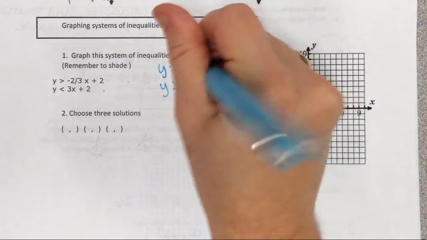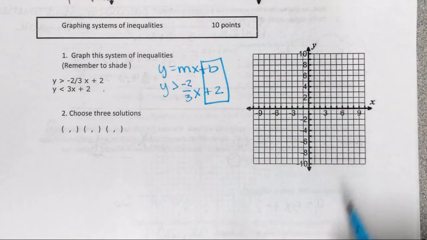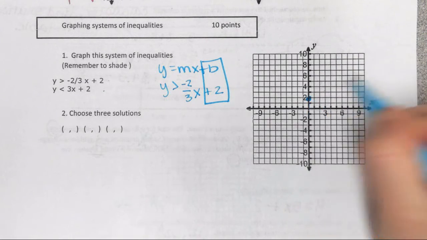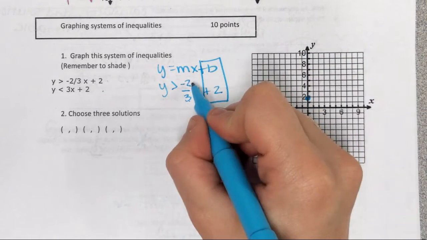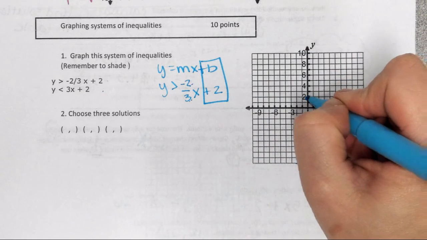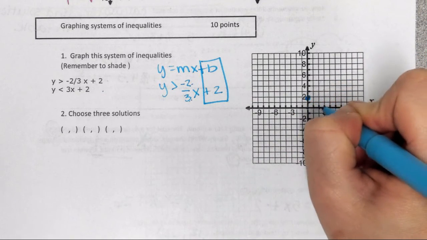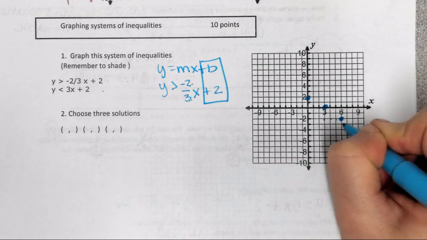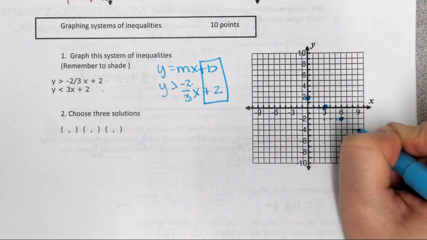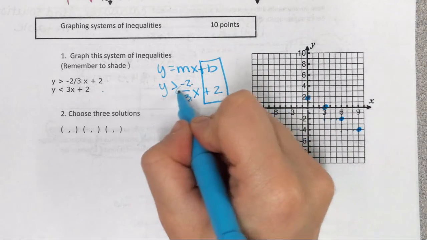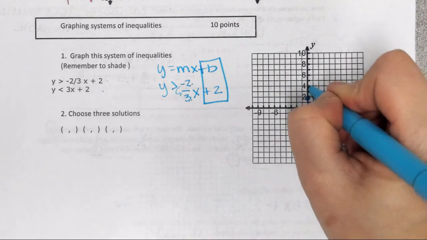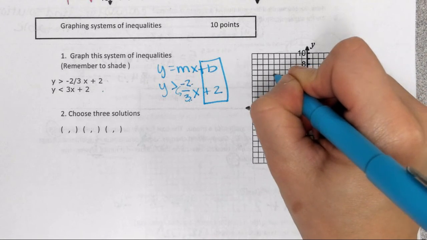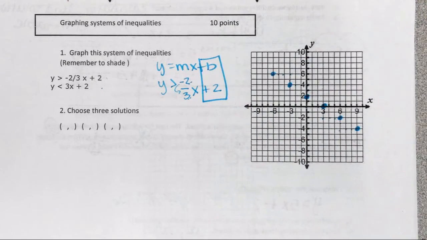We always start with our y-intercept. So our b value is positive 2, so it intercepts our y-axis at positive 2. And my slope, rise over run, is negative 2 over 3. So I rise negative 2 and I run positive 3. Rise negative 2, run positive 3. We can also move that negative to the bottom, where we go up 2 and left 3, up 2, left 3.